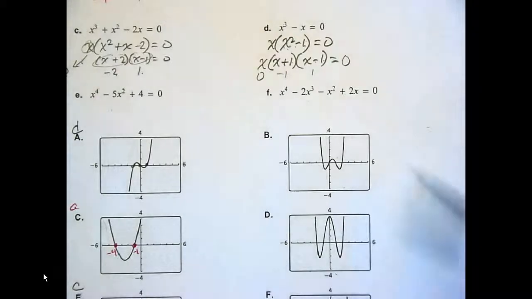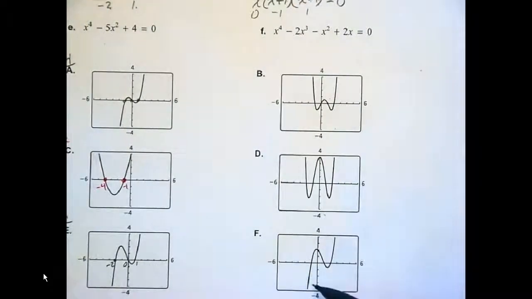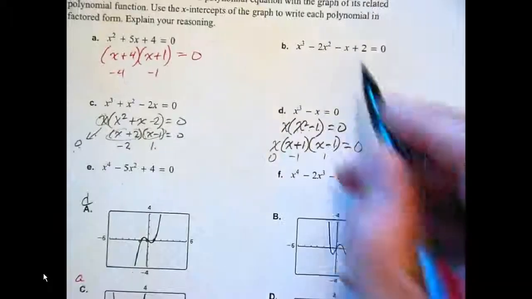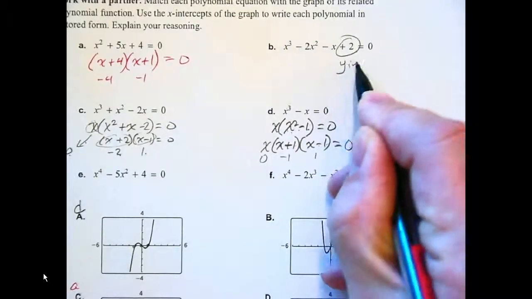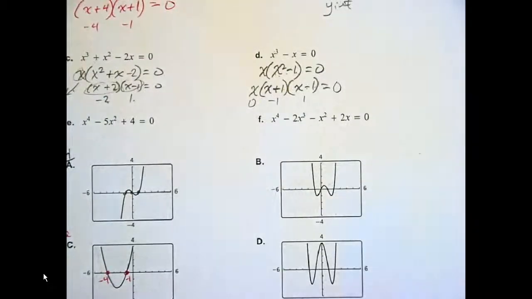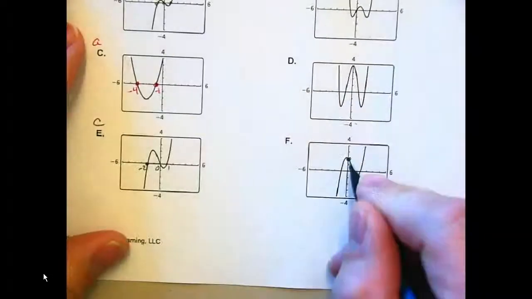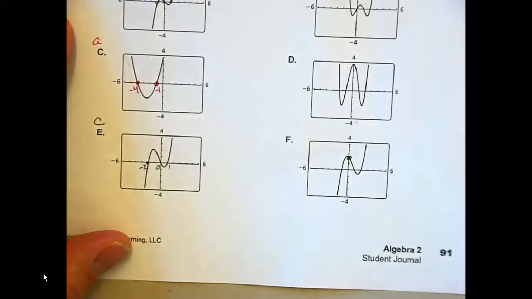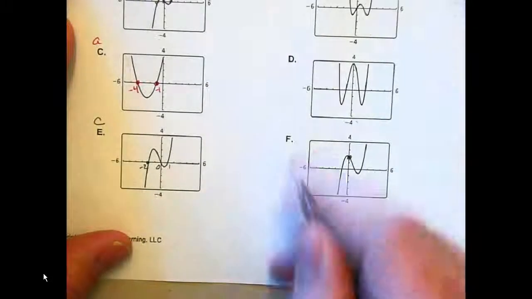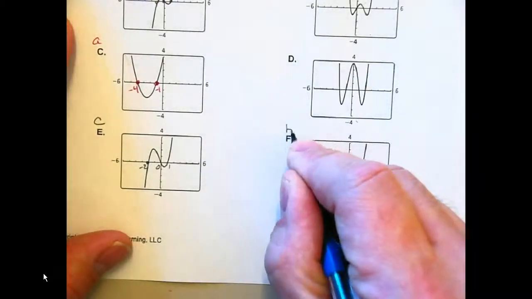Which graph? Graph F is cubic. Notice it also has a y-intercept, and that's helpful. It crosses right there too. Let me move that. It crosses right there at 2. It's the only graph that crosses at 2, so graph F goes with equation B.